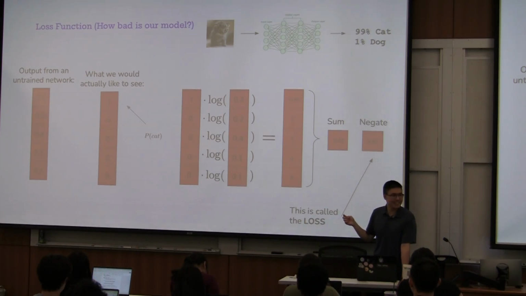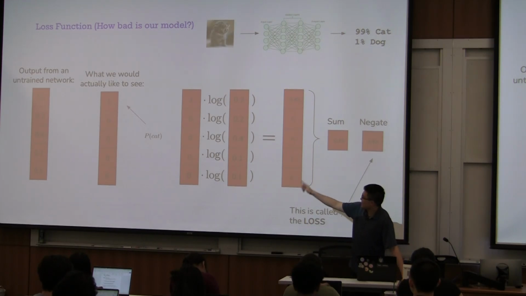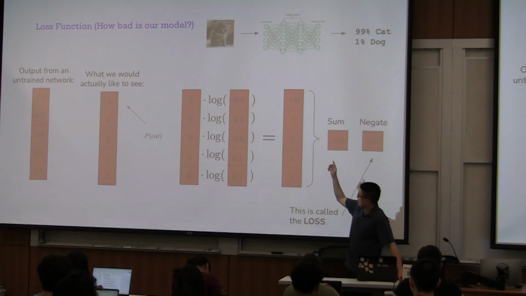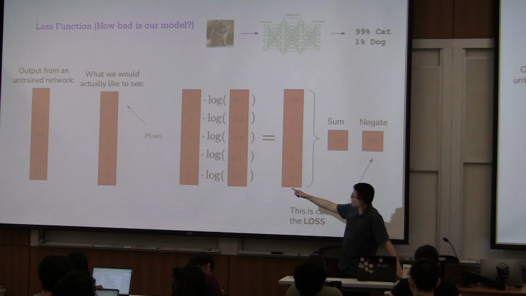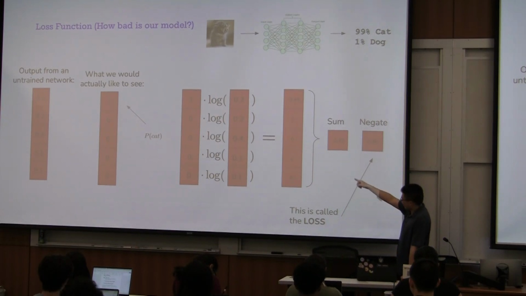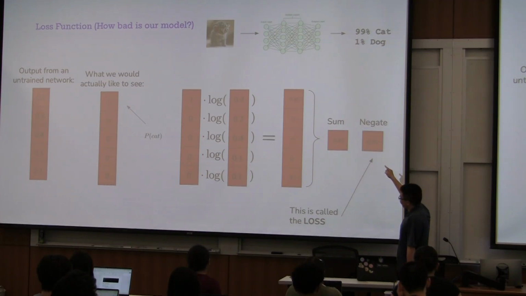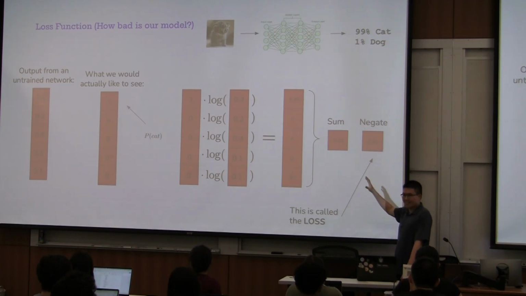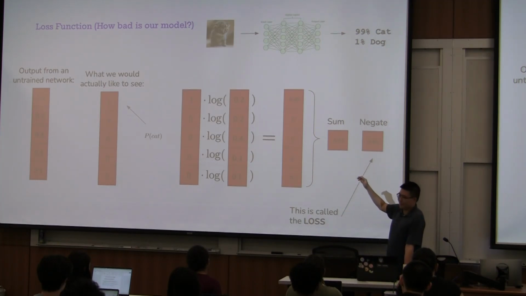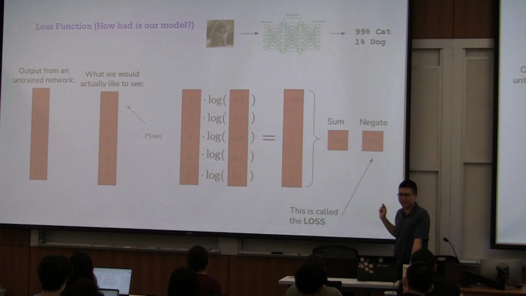Does that make sense so far? So this is our output, and this is what we want to see. Now what we can do is take what we want to see, multiply it by the log of what we have, sum all of them, and negate it. So it's basically the negative sum of the true outputs multiplied by the log of our predicted outputs.